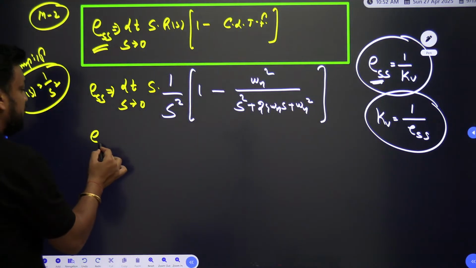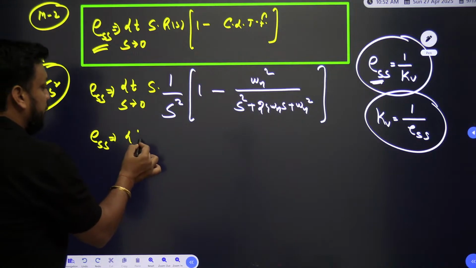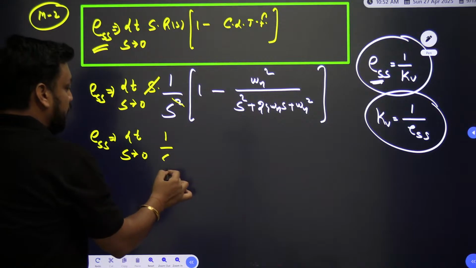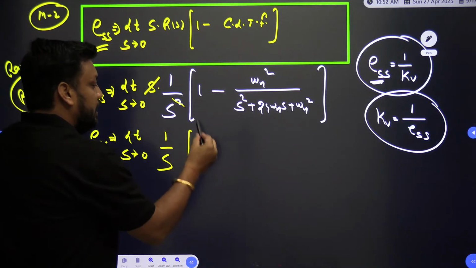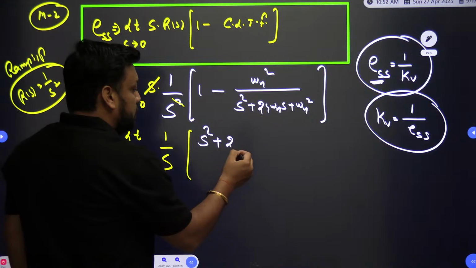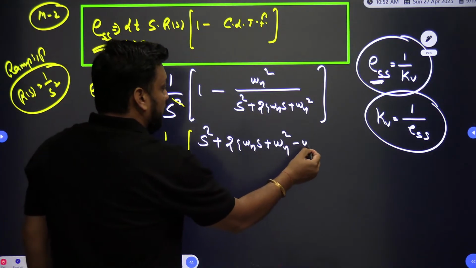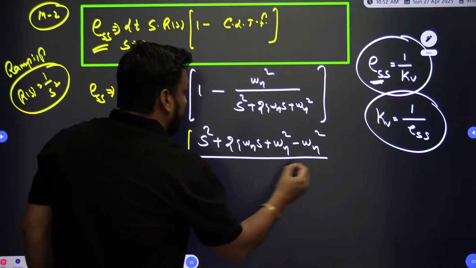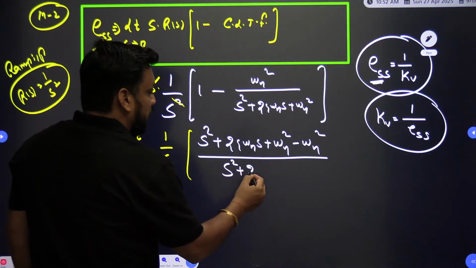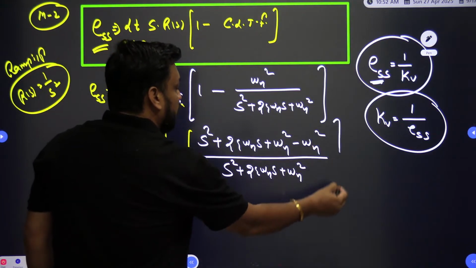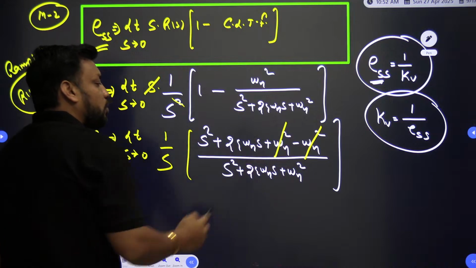Now I will see, sir, after calculation, can I cancel 1/s part? So 1/s and 1/s get cancelled, and here I am left with 1/s. Just take the LCM, so you will get (s² + 2ζωn s + ωn² − ωn²) upon (s² + 2ζωn s + ωn²). And what you will observe, sir, is that these two parts get cancelled.